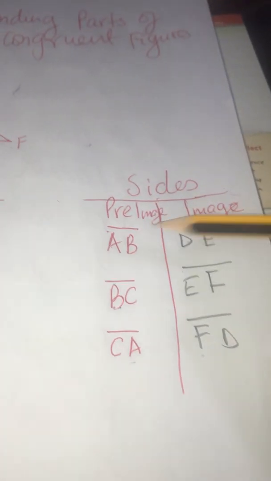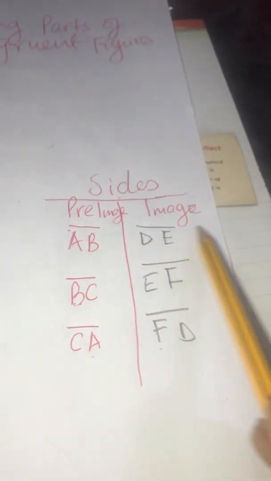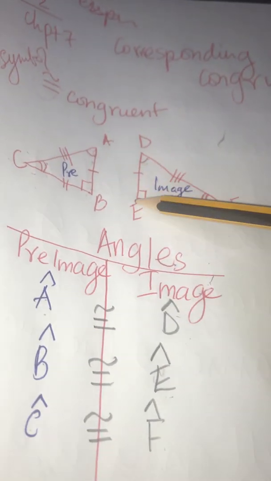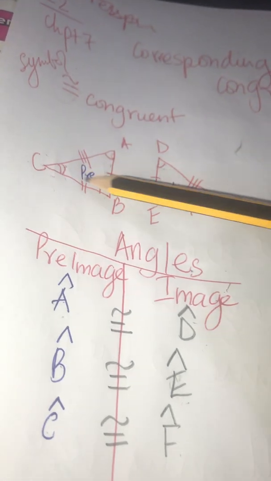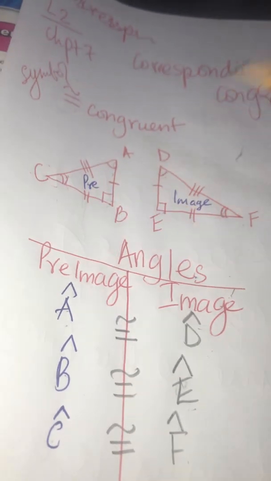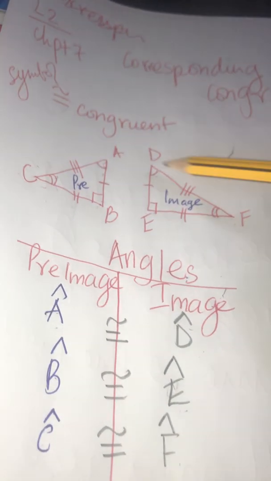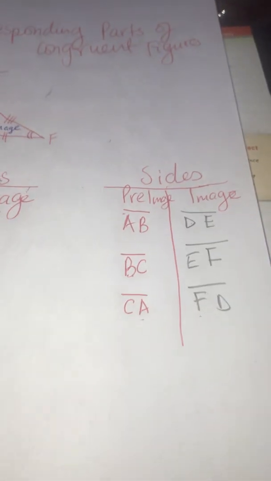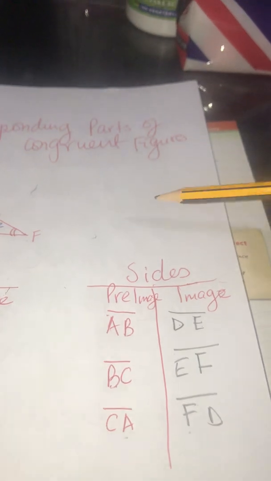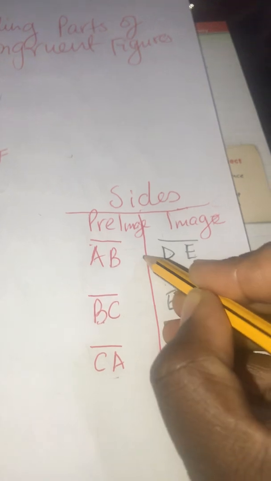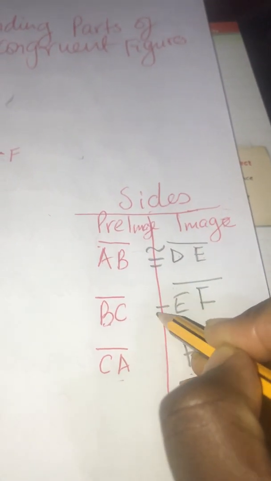If you do the angles, the sides will come very easy because you're just looking at which letter follows which. Now let's confirm. A, B, D, E: one line, one line. B, C, E, F: two lines, two lines. C, A, F, D: three lines, three lines. So that is how you write the congruency statements. Forgot to put my sign.